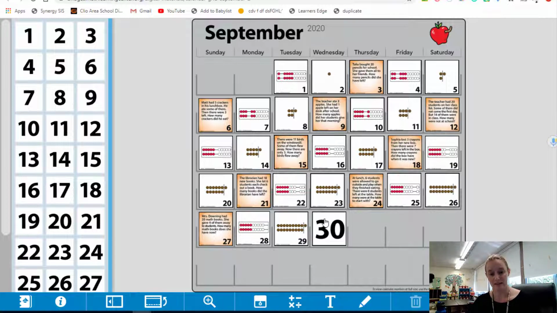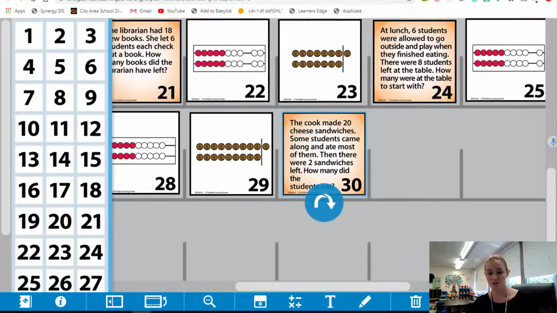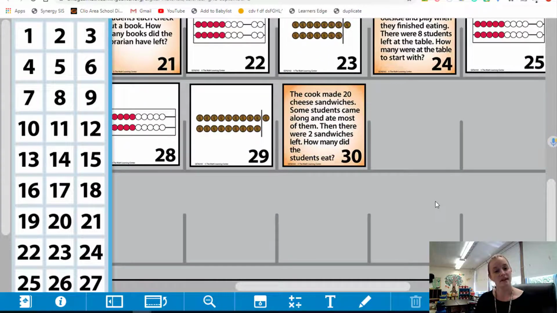Now, if we're looking at this pattern, yesterday we left off with these pennies. So what should today be? I hope you came up with a story problem. So let's go ahead and scroll in so we can see this story problem. And it says, the cook made 20 cheese sandwiches. Some students came along and ate most of them. Then there were 2 sandwiches left. How many did the students eat?